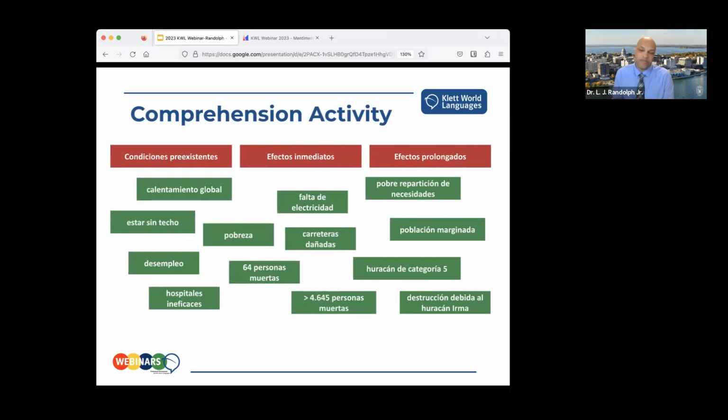A quick comprehension activity that I have them do is, instead of questions, I have them think about, okay, what were the pre-existing conditions in Puerto Rico or in this community? Maybe we might talk about global warming, Hurricane Irma that had just passed through a few weeks earlier, and the destruction that it had already caused. What were some of the immediate effects? An immediate effect might be loss of electricity. And then what were some of the long-term effects? Long-term effects might be ineffective hospitals that weren't able to treat people, a death toll that went above 4,000 folks, right?